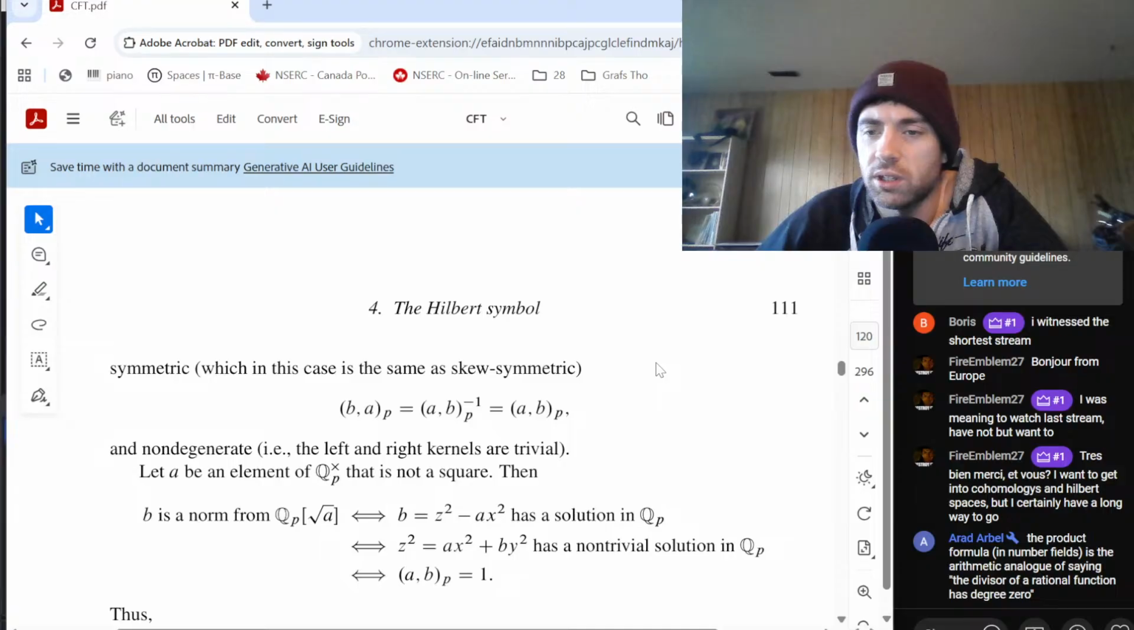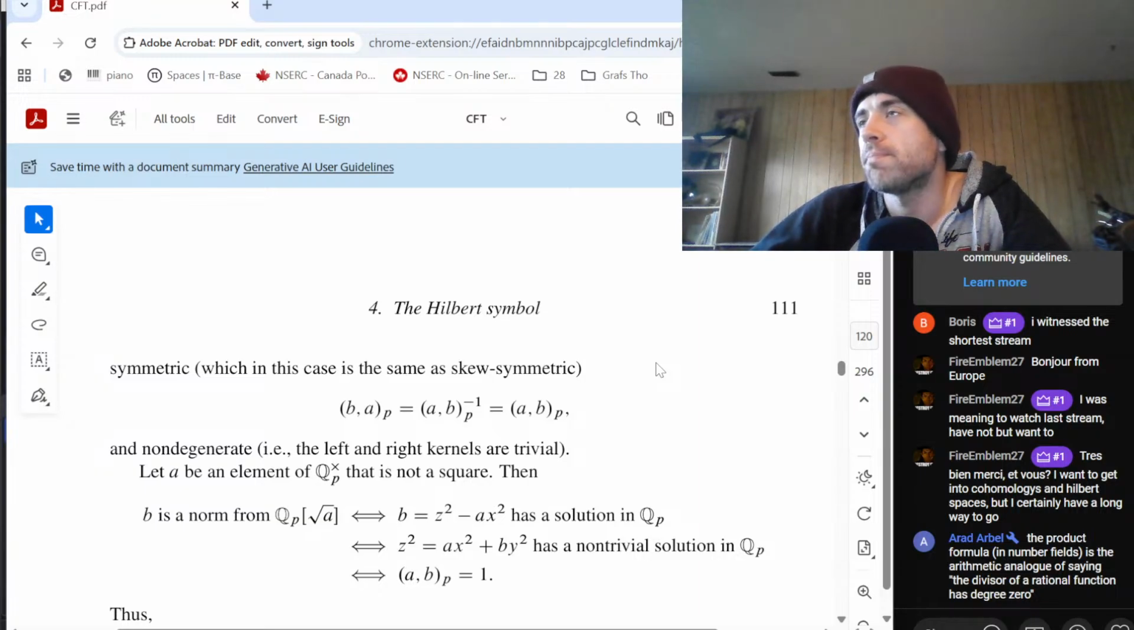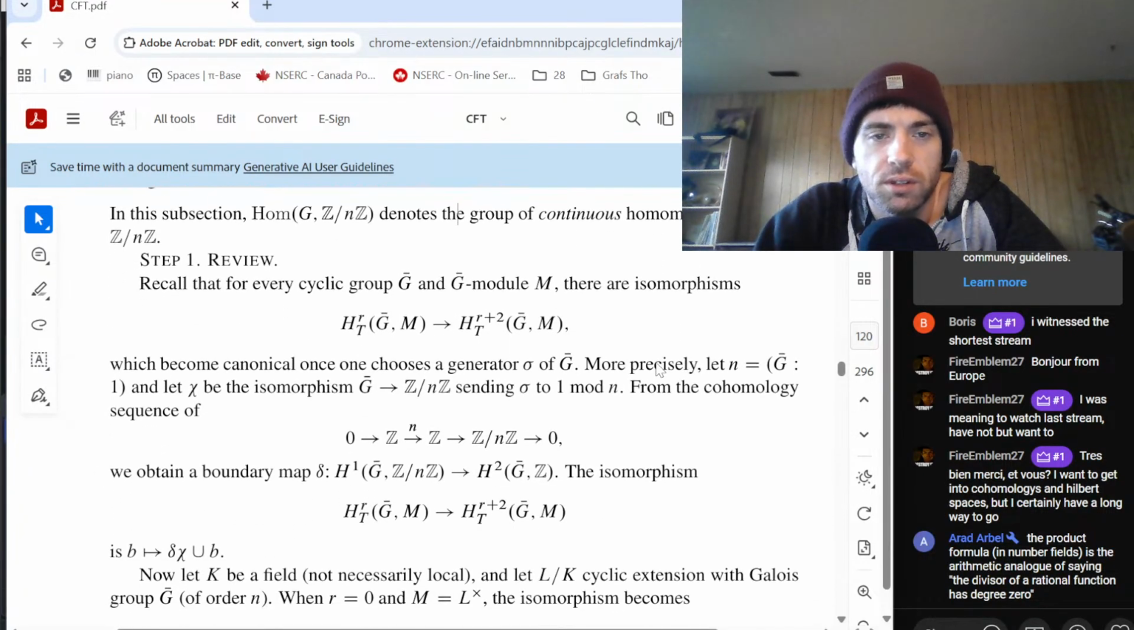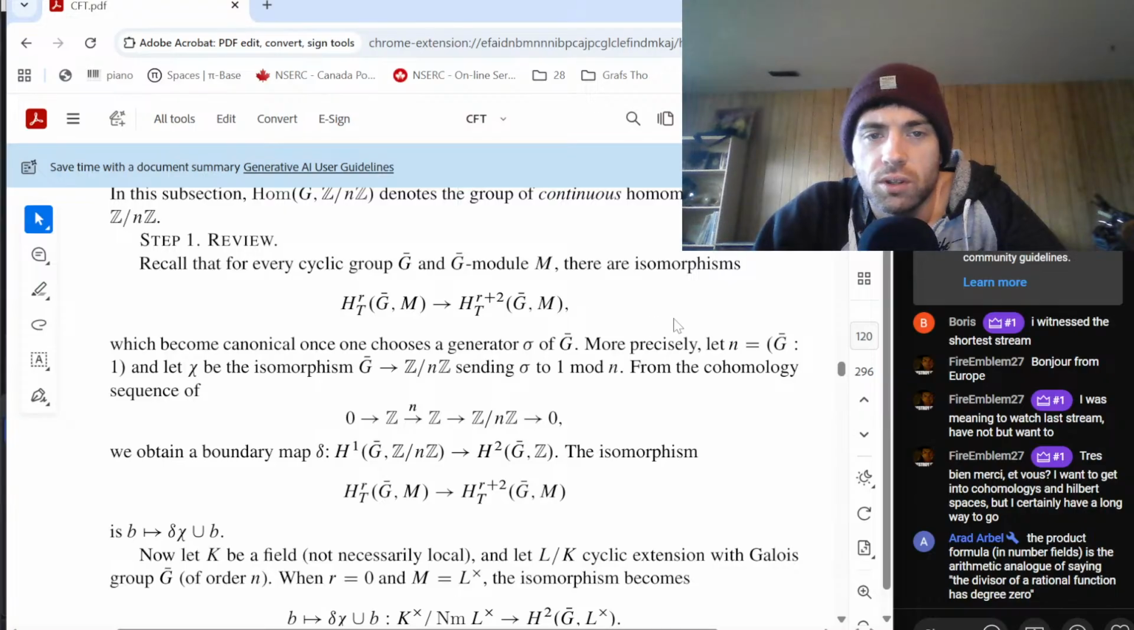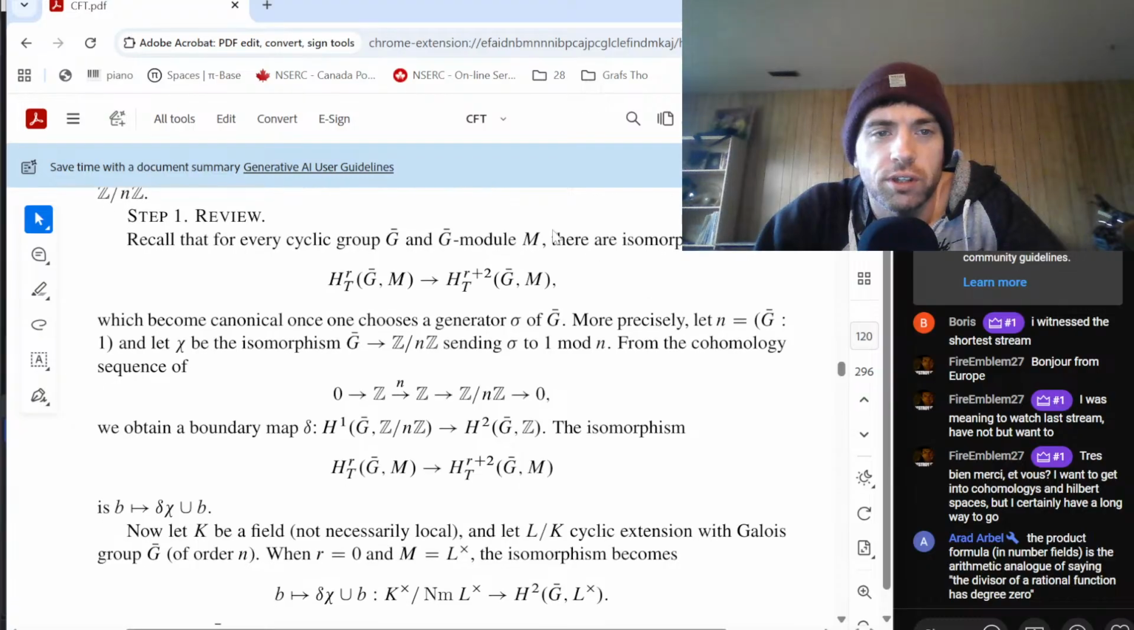The product formula in number fields is the arithmetic analog of saying the divisor of a rational function has degree 0. Interesting. I get it. Okay. So let's think about the general case.